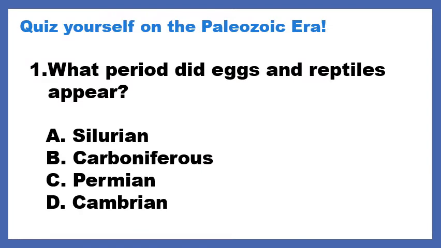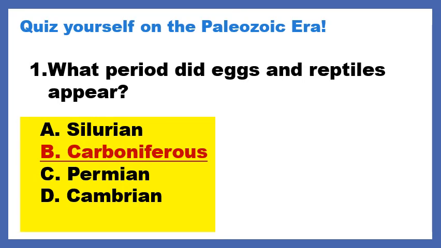Let's start reviewing, guys. If you can't remember these questions, go back in the slide. It's a short lesson today. So my first question is, what period did eggs and reptiles appear in the Paleozoic era? Is it A, the Silurian, that word Miss Wasowski can't pronounce? Is it B, Carboniferous period, C, Permian period, or D, Cambrian period? 5, 4, 3, 2, 1. Pause the video if you need more time. All right, it is B, the Carboniferous period, when we have eggs and reptiles.